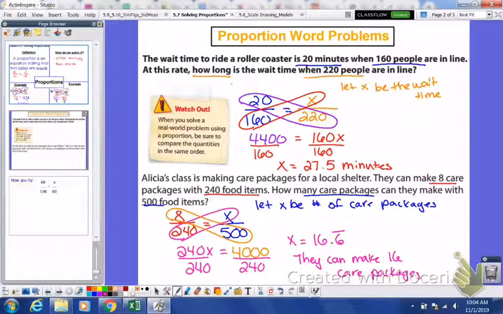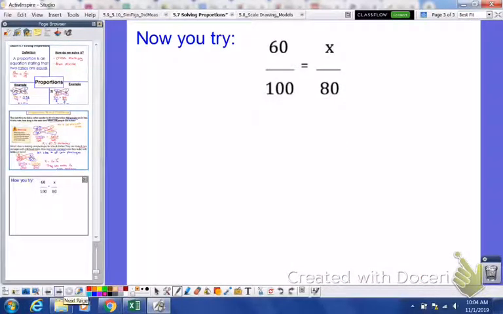Okay, now we've gone through a couple examples. Here's one for you to try on your own. So we have 60 over 100 equals 80 over x. Make sure you write down the problem and show your work.